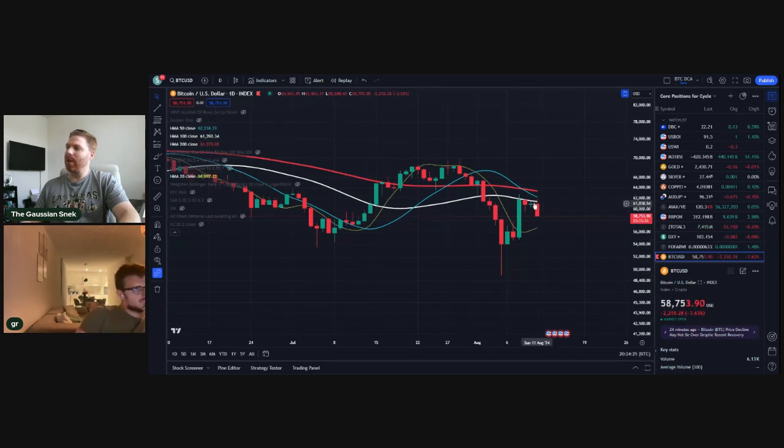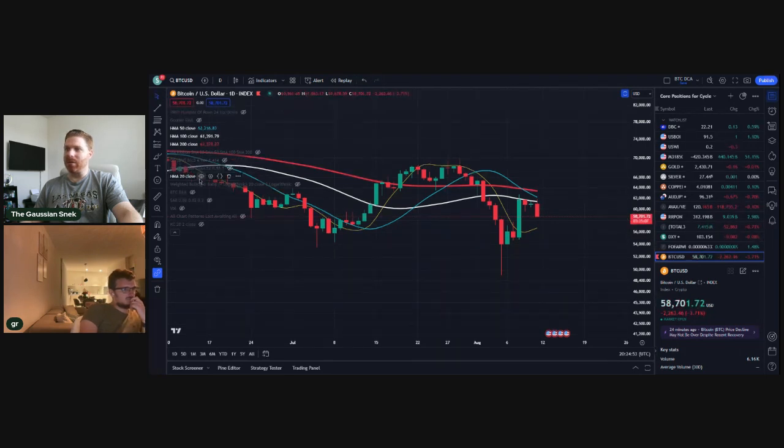It looks like we faced 4 rejections. This is our 4th rejection off the 100 day. So maybe we go back down to somewhere around here and test that moving average. That could be like 57 something. If that doesn't hold, then we're probably in trouble here. But if that holds and we can bounce, maybe we get another shot at this.